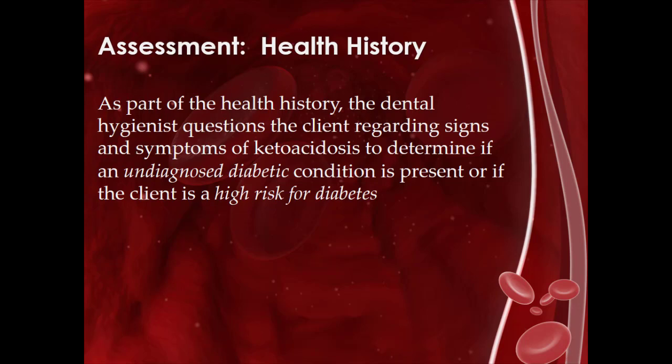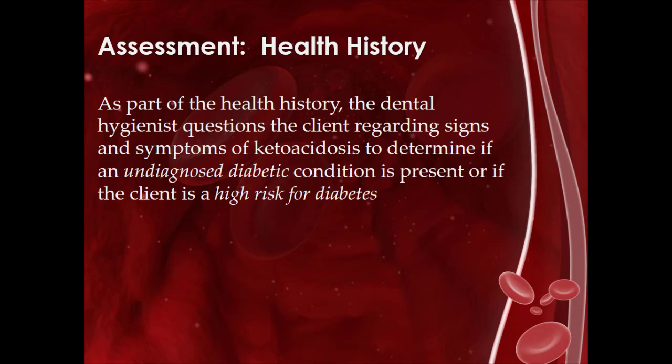As with any patient, the process of care begins with the assessment. And one of the most important things we can do to help prevent a medical emergency in the dental chair is to take a very comprehensive and thorough health history. So as part of the health history, the dental hygienist questions the patient on a variety of systemic diseases, one of those being diabetes. As we know with type 2 diabetes, patients may go undiagnosed for years.